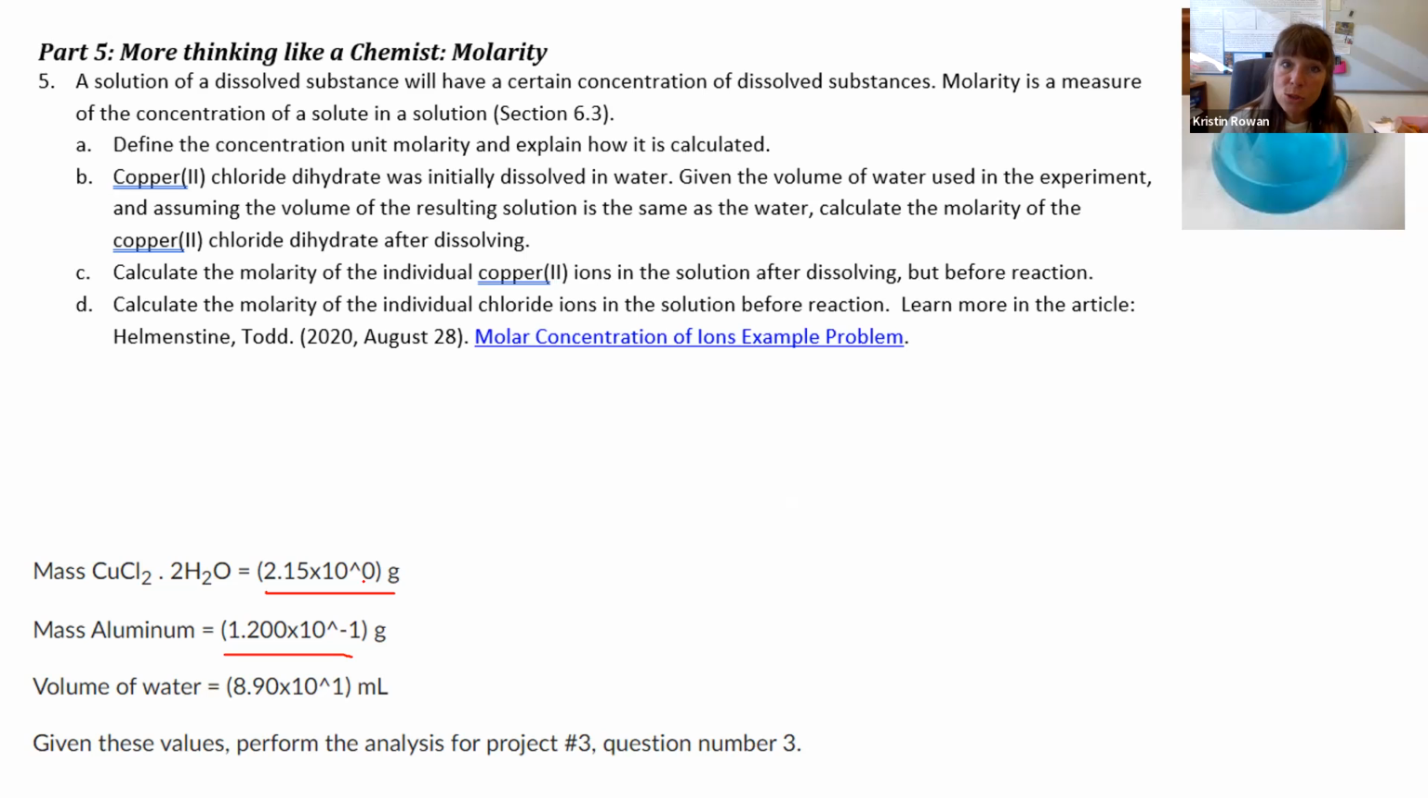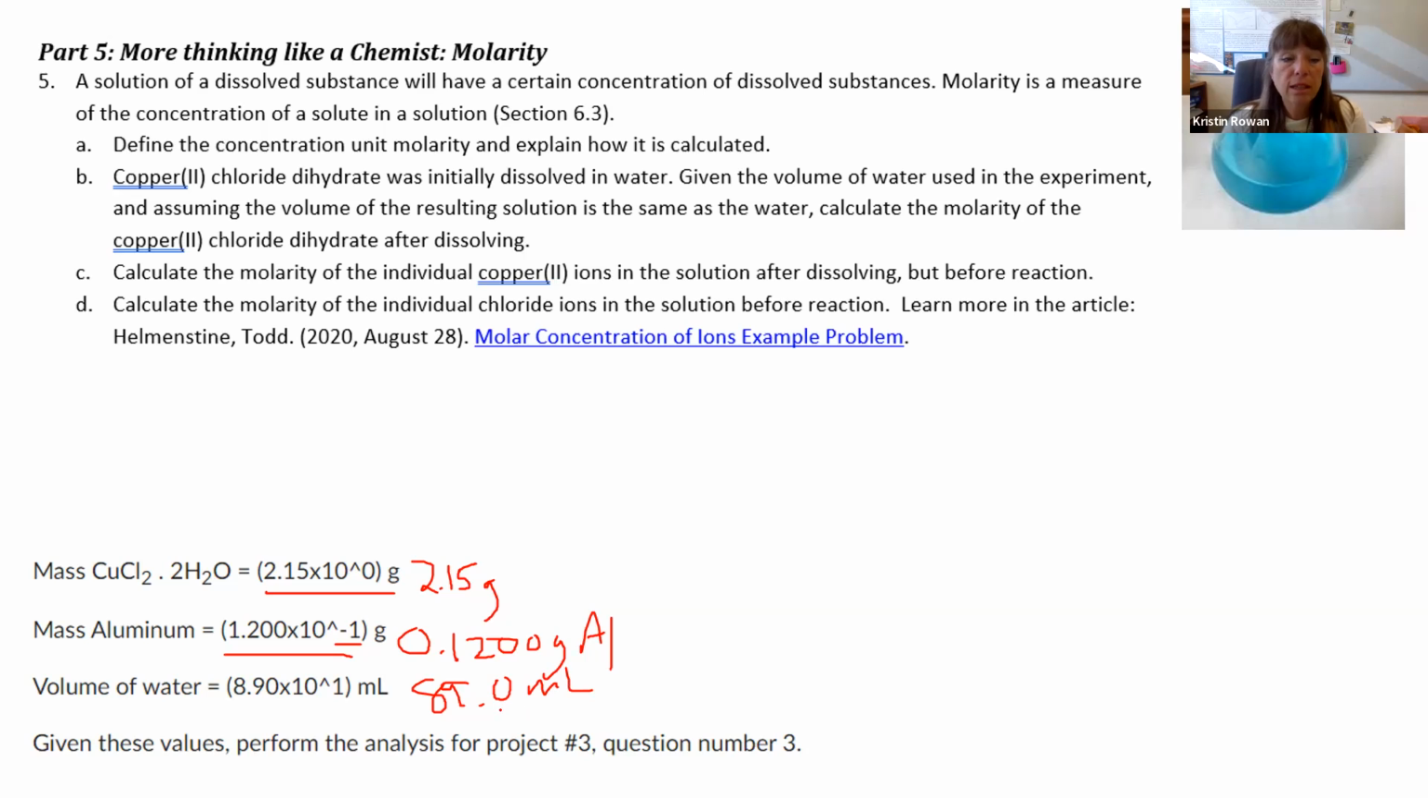Anything to the 0 power is 1. So this is 2.15 grams of copper 2 chloride dihydrate. This one is in scientific notation, so it's to the -1. So this is 0.1200 grams of aluminum. And then the next one is 89.0 milliliters of water. So that's what you get from the quiz that you're going to use for your calculations.